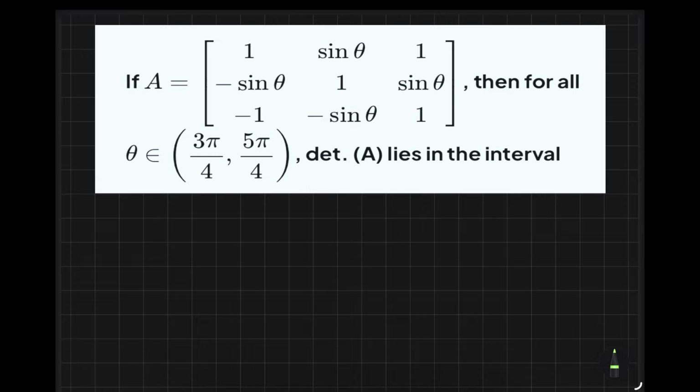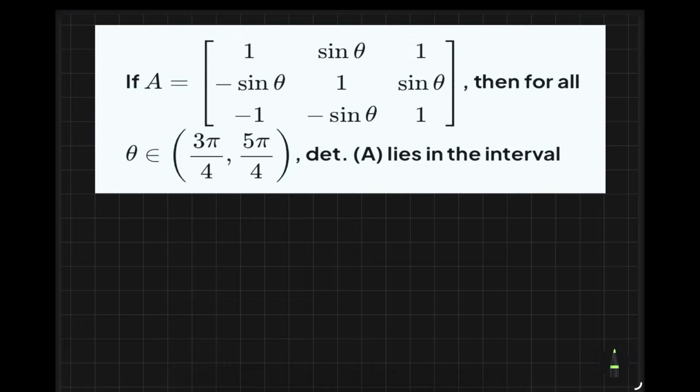So, we are back with a wholesome new question which says: if A equals this matrix, then for all values of theta belonging to 3 pi by 4 to 5 pi by 4, the determinant of A lies in the interval. Okay, so we have to find out the determinant in this range. Let's try to find it out.